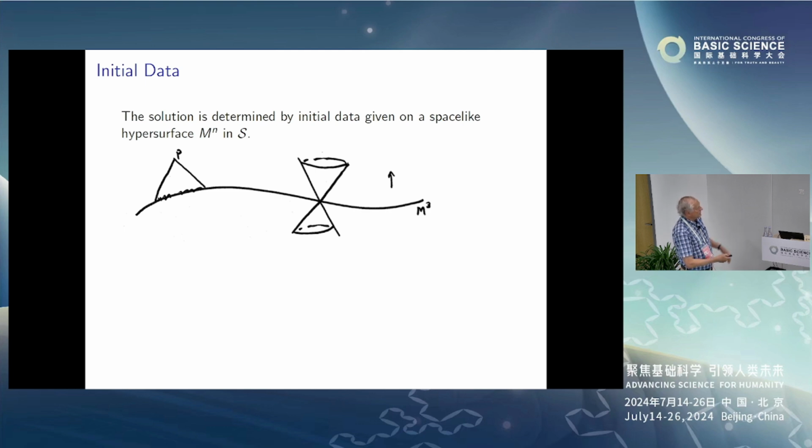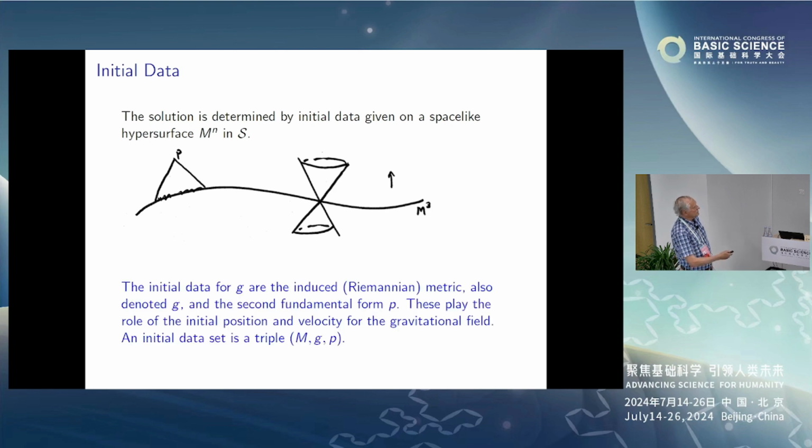And so it's really an evolution equation. You start with initial data, which I'll describe. And so the initial data for the Einstein equations are the induced metric.